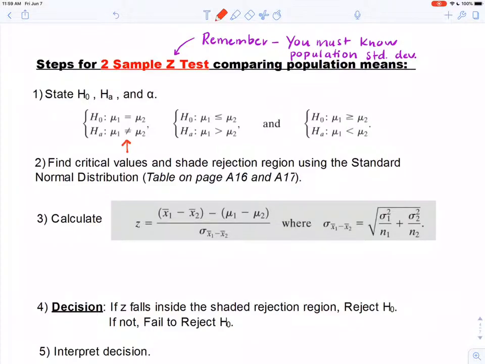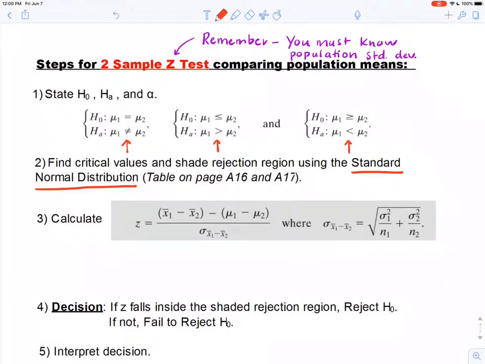All right, that's just one is not equal to the other. Or we could test for a more specific difference where mu1 is greater than mu2, one means bigger than the other, or where mu1 is less than mu2. Now remember, you must know your population standard deviation if you are going to use this particular hypothesis test. The reason you must know it is because that will allow you to use the standard normal distribution to find your critical values.